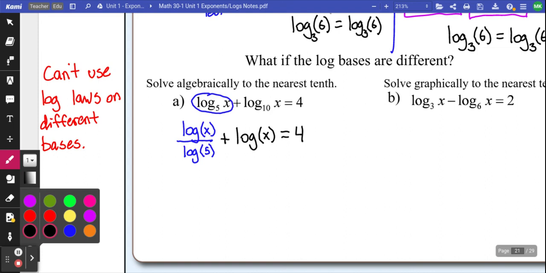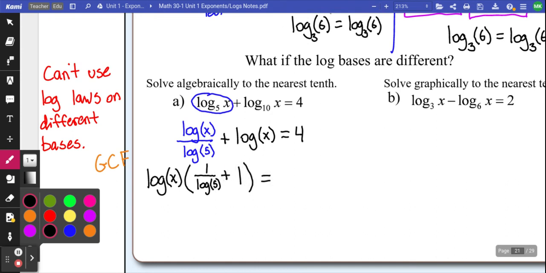Okay, now I have log x and log x. I'm going to do the same trick that I did before when I had like x log plus x log. I'm going to GCF the log x out. So log x comes out front. What's left over would be 1 divided by log 5 plus 1 equals 4. I GCF'd the log x, so it's out front.